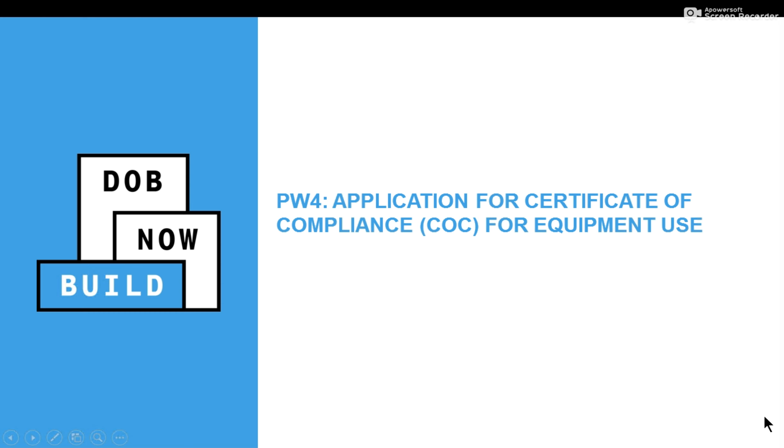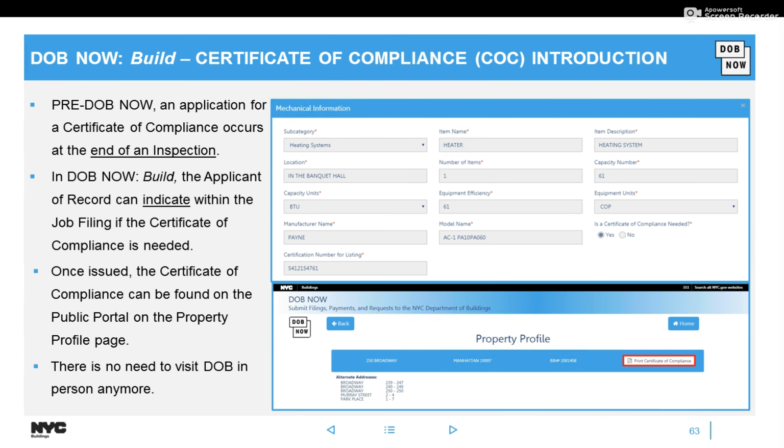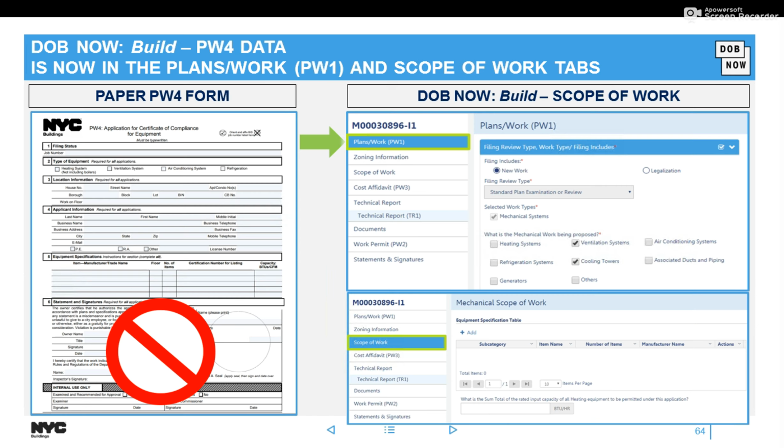So let's talk about the PW4 and the guidelines around the new compliance. So before, you would have come down to DOB at the end of our inspection to receive the permit. However, now within the job filing, you're going to indicate whether or not you need that COC. And once issued, that COC will be able to be printed from the public portal without even logging in, and from within the job filing as well. There's no need to visit DOB anymore in person.